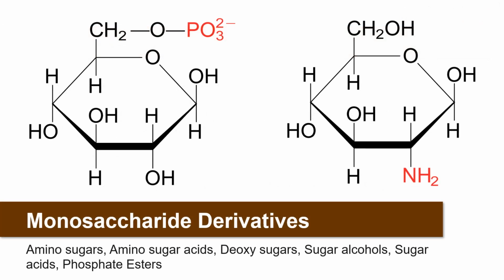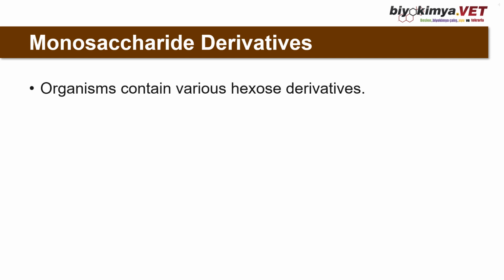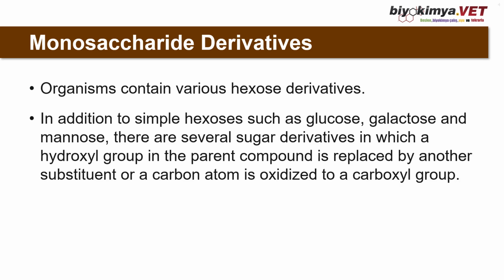Let's start with monosaccharide derivatives and focus on these two given monosaccharide derivatives. This one is carrying a phosphate group and this carries an amino group. So they are the derivatives. Organisms contain various hexose derivatives. In addition to simple hexoses such as glucose, galactose, and mannose, there are several sugar derivatives in which a hydroxy group in the parent compound is replaced by another substituent or a carbon atom is oxidized to a carboxyl group.